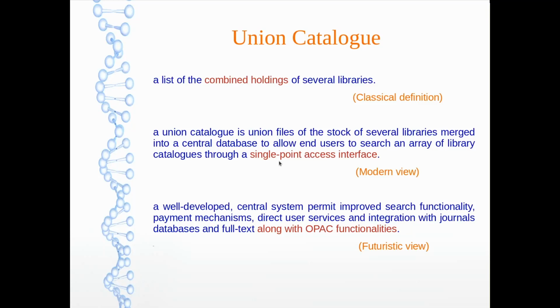As you can see, we are trying to build a union catalog. So the views related to union catalog are important. It's an age-old concept related with the library domain. The classical view is that it's a list of the combined holdings of several libraries. The modern view says it's a single point access interface for the holdings of several libraries. But the futuristic view says that it's a single point access interface, of course, with DI, discovery interface, along with OPAC functionalities. So this is the futuristic view related to union catalog.